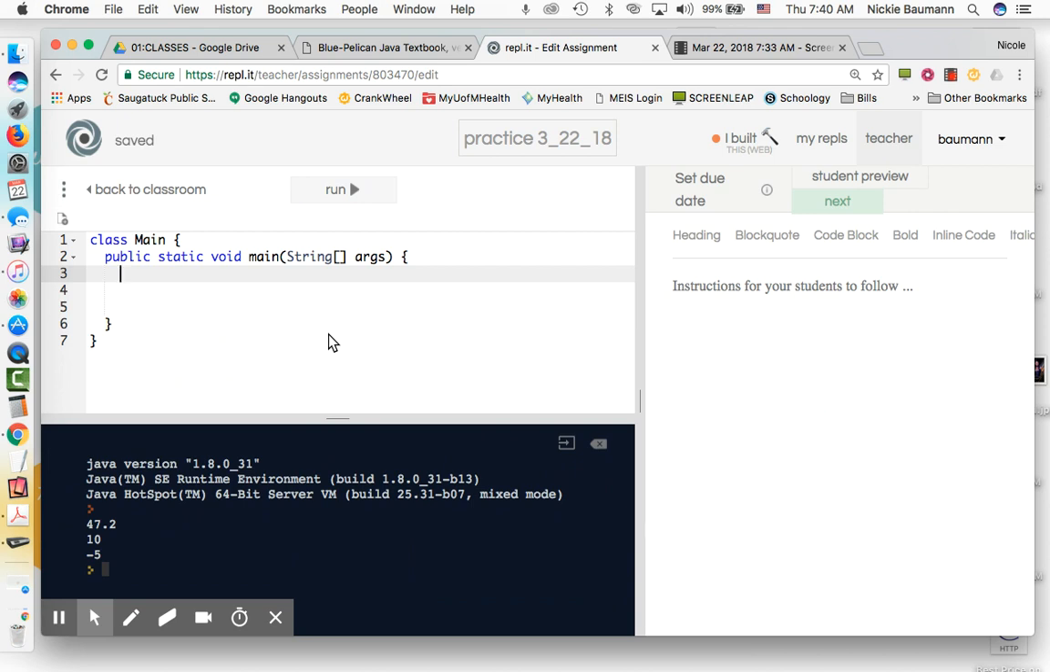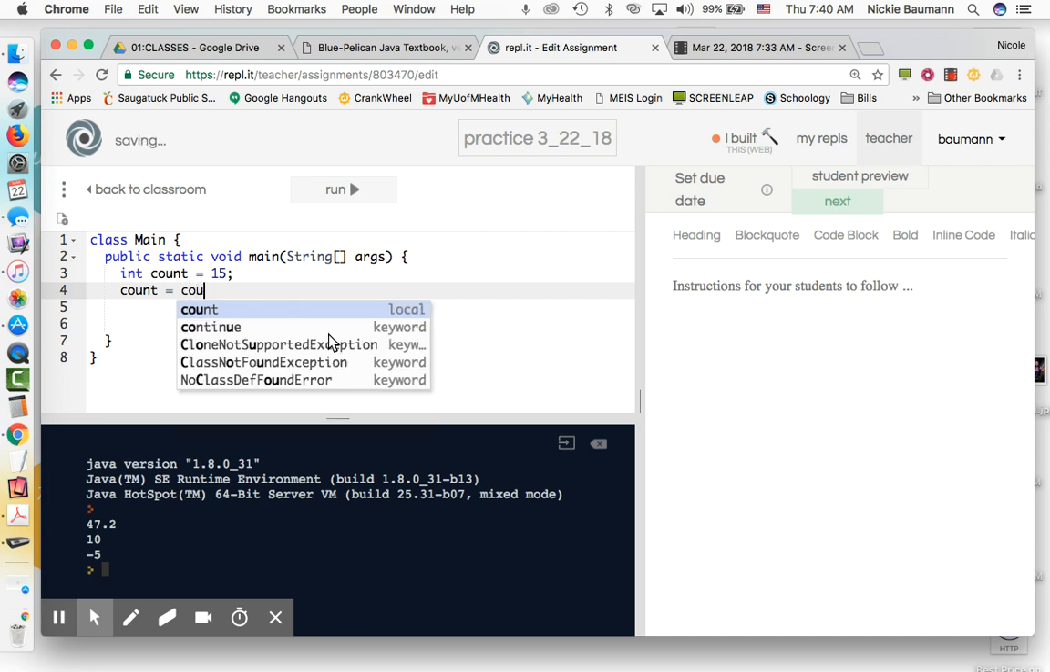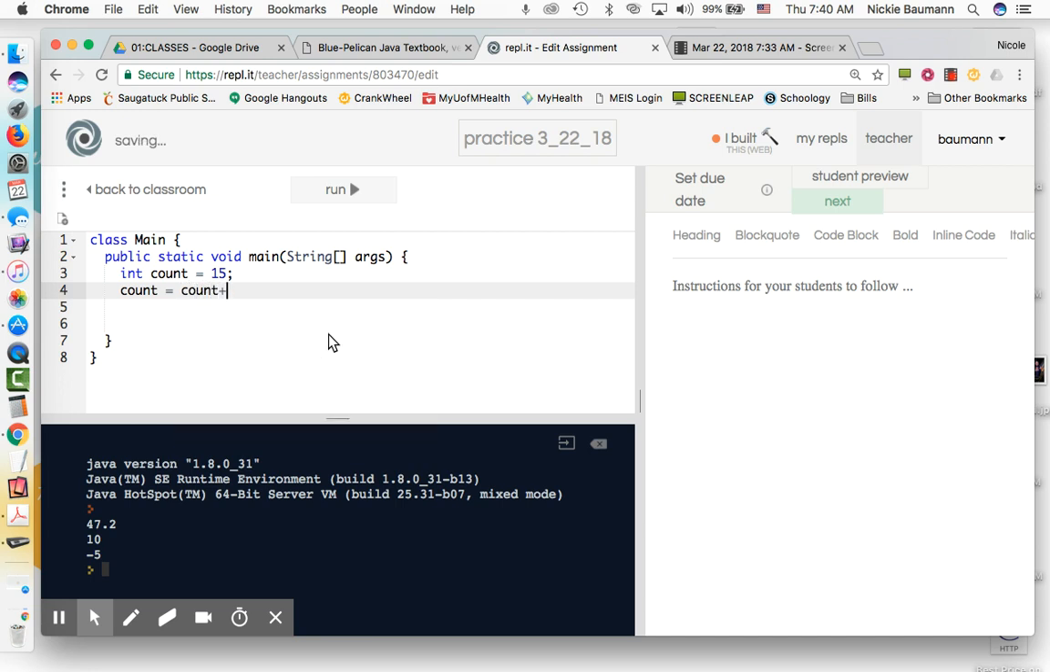whenever we're doing programming. So, for example, I'm going to declare an int. I'm going to call it count. I'm going to set that count to be the number 15. Then I'm going to say count is equal to count plus 3. So remember, your computer reads top down. So as it reads, it's going to first assign count to be 15. And then this line is going to be a new count.